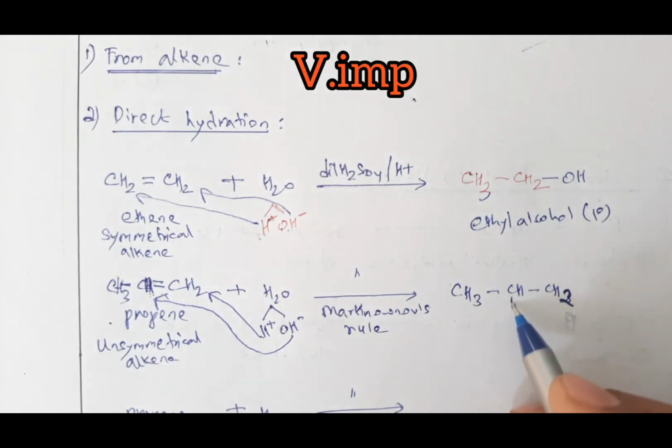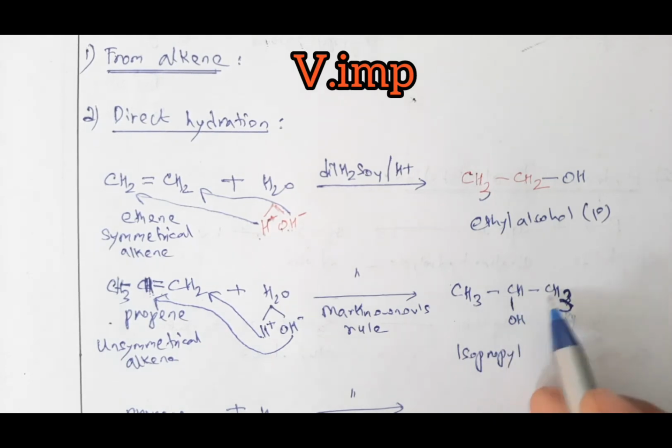Now here the negative part will go, meaning OH will go here, and H will go here, meaning CH2 will become CH3. And if you see here, what I got is isopropyl alcohol, which I mentioned in my first video. OH is linked with CH, so it is a secondary alcohol.